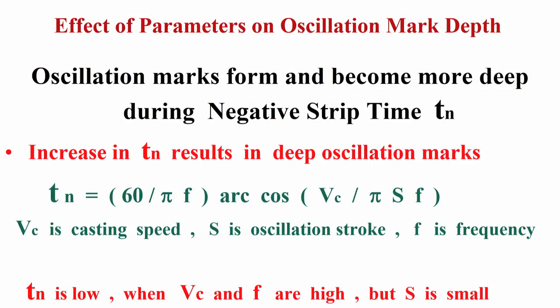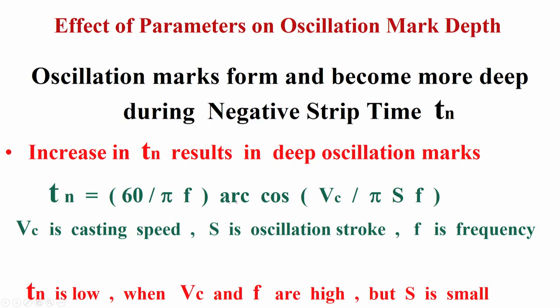Now let us come here. We now know that negative strip time has to be controlled within lower limits, then only we can get shallow oscillation marks. So, what is the situation here? Let us see how the oscillation mark depth is getting influenced. Oscillation marks form and become deeper during negative strip time, this I have explained. Oscillation marks are forming during negative strip time. So, the more is the negative strip time, the higher will be the depth, this is important. Now, increase in Tn results in deep oscillation mark, this also I have shown.